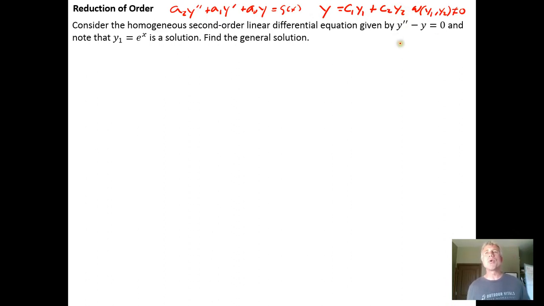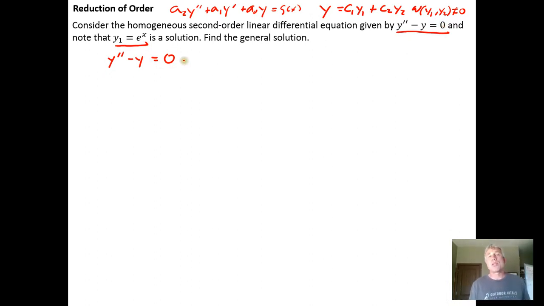So reduction of order is going to be a method that we can use when we have a second order linear homogeneous differential equation. The idea behind reduction of order is that if we know one solution, we can guess the form of another. So here I have a solution for this differential equation: e to the x. If we take its second derivative, we'll get e to the x, so e to the x minus e to the x is 0. I wrote the equation wrong.